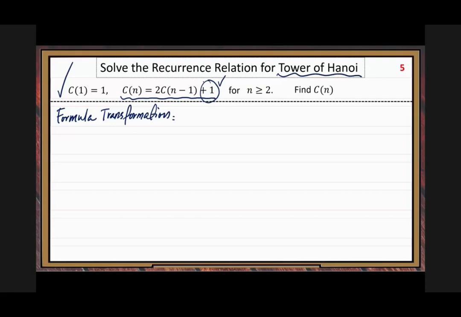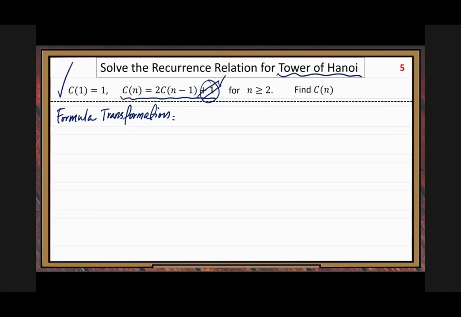But how to make similar structure both sides? That's the most important thing. How to make the structure both sides look similar. That's the consideration here. Another thing is, if we ignore the plus 1 term, is it much easier? If the constant term is gone, we just imagine, is that very easy?